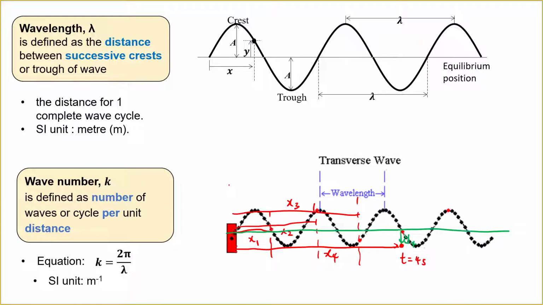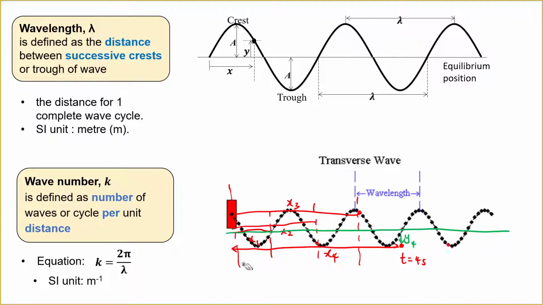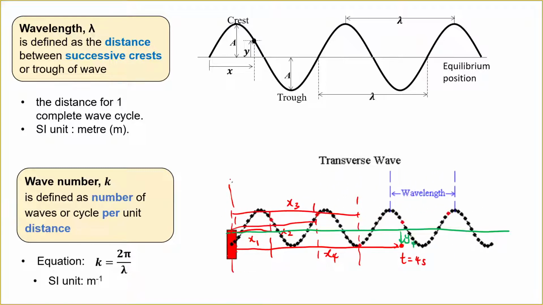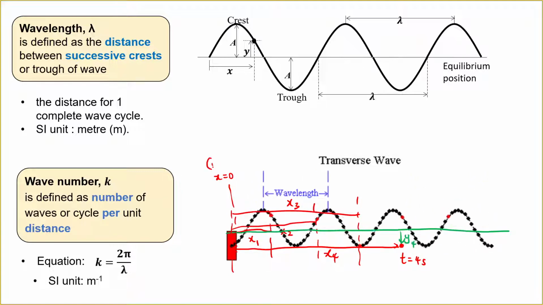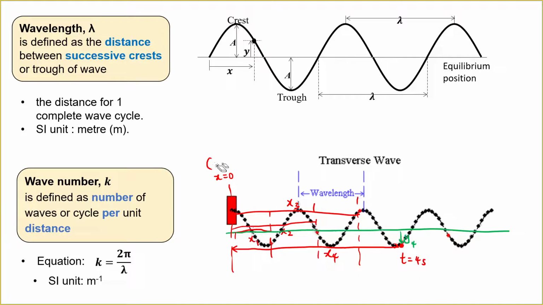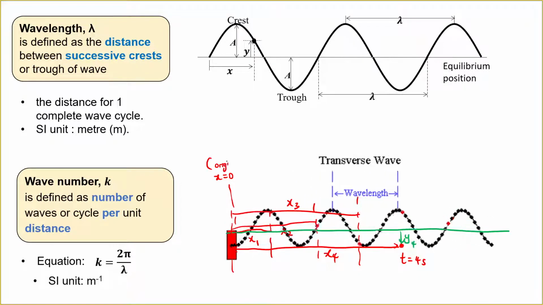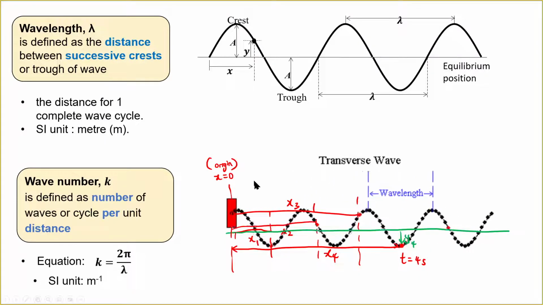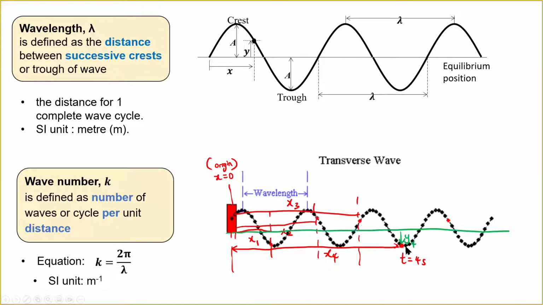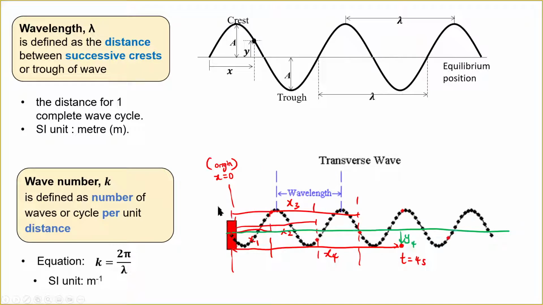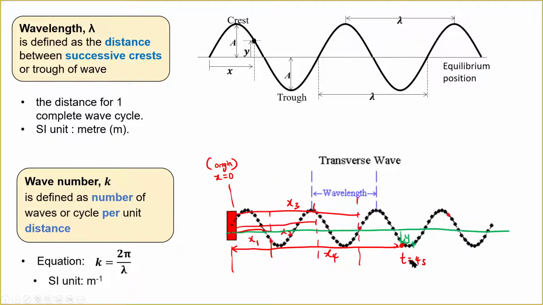What is the first particle called? It's called the origin. I can say it is x equal to 0. We put it as x equal to 0. It is called the origin. So can you calculate y4, the displacement of that particle x4 away from the origin at this time?